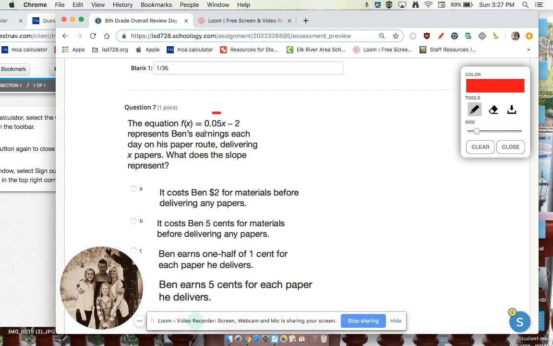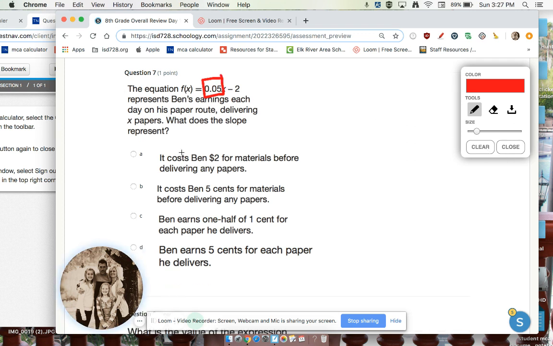So this is my slope, and slope is your constant rate of change. So I'm going to see which one shows a constant rate of change. It costs Ben $2 for materials before he delivers. That would be the initial cost right here, the -2. He earns money for each paper, take away the $2 that he has to pay. So that's not slope. It costs Ben 5 cents for materials before he delivers. No, that would represent a negative. He's not earning. That would be a -5 cents.